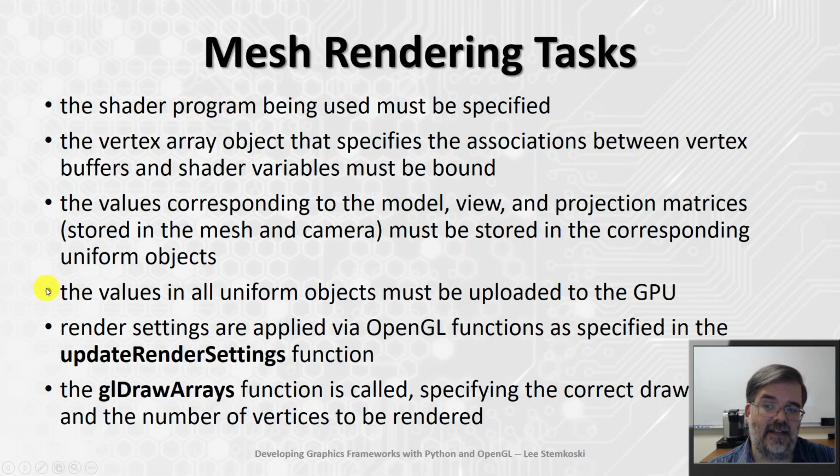Once we've finished updating that, the values from the uniforms need to be uploaded to the GPU. Also, remember that materials store render settings, so we need to apply those render settings, and that's specified by the update render settings function. And then, once all that's done, the actual rendering happens when you call the glDrawArrays function. That's going to specify the draw mode, which we stored in the settings dictionary. It also specifies the number of vertices being rendered, and that's stored in the geometry. It contains all the vertex data. All right. So, a fair amount to do, but remember, once we write it in the renderer class, we won't have to worry about these.